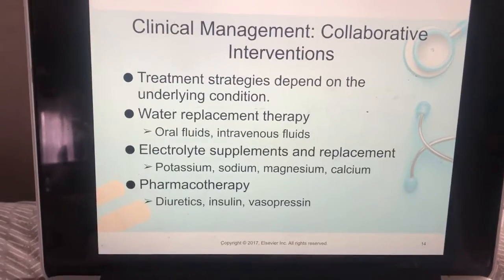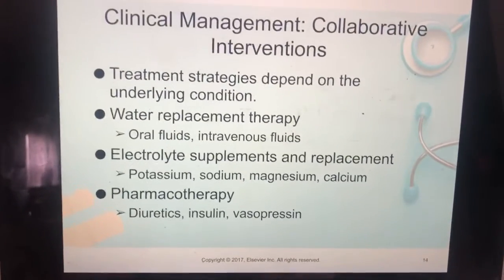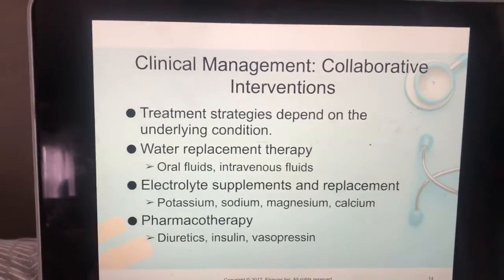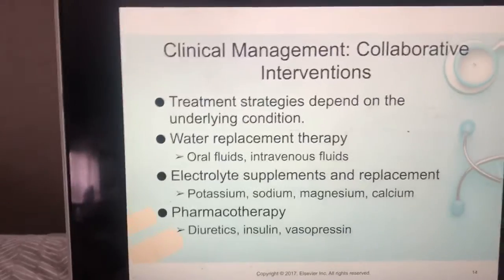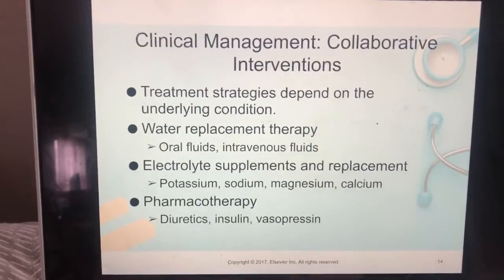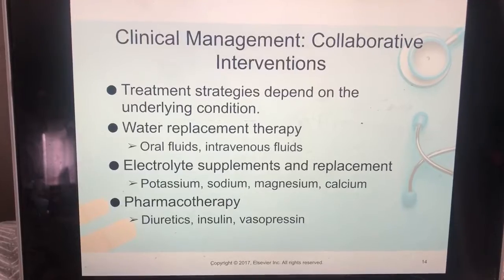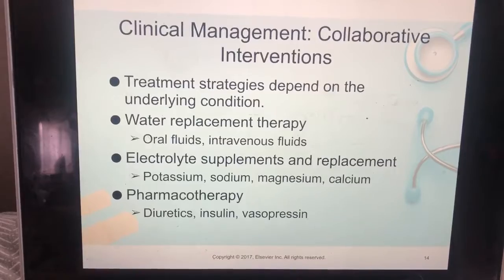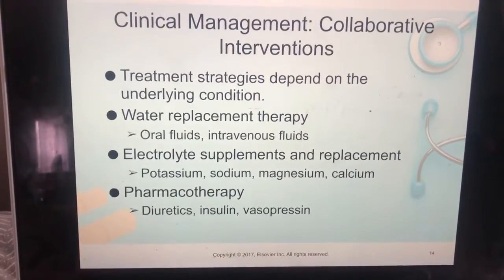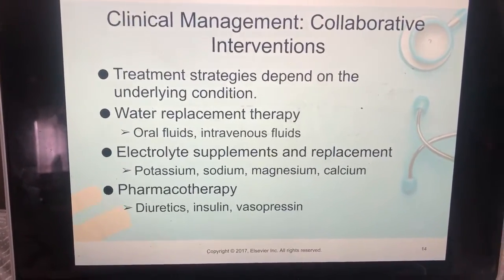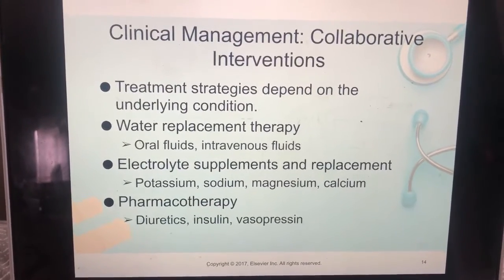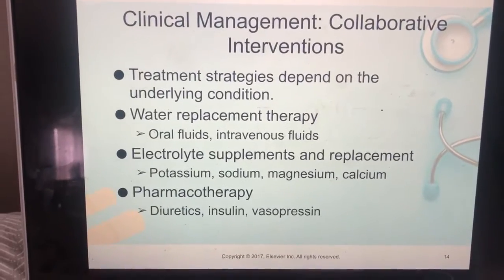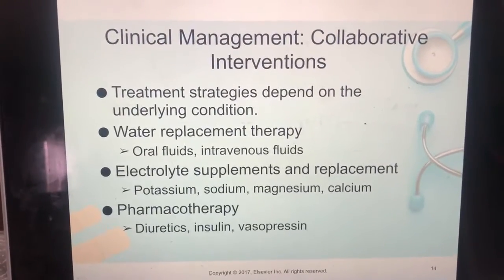Treatment strategies depend on the underlying condition. So if somebody has liver failure and they're suffering from ascites, of course we have to treat the underlying condition as much as we can. Or if they have heart failure, maybe giving them an extra diuretic, or really figuring out why these are happening and treating it accordingly. If they need water replacement, we'll give them oral fluids or IV fluids. We can replace their electrolytes via IV or pills, and give them diuretics, insulin, vasopressin, which is another fancy term for the anti-diuretic hormone that we talked about.